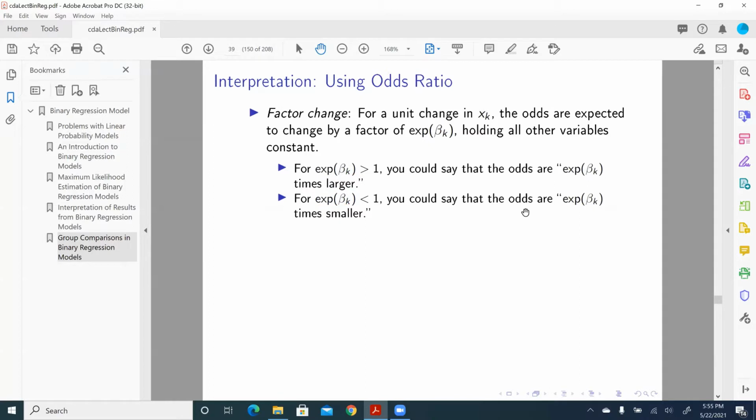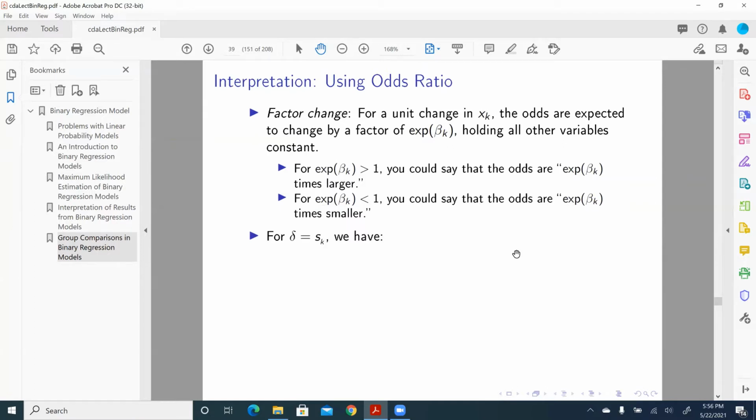And when the natural exponential of beta k is smaller than 1, then we can say the odds decrease by a factor of that amount. We don't have to say how many times smaller, because sometimes people get confused.